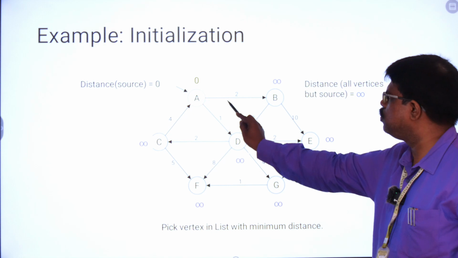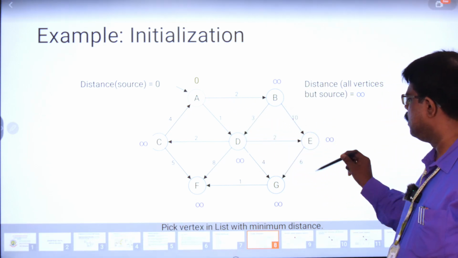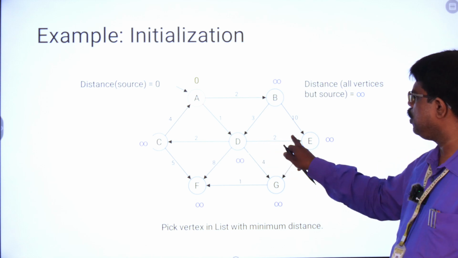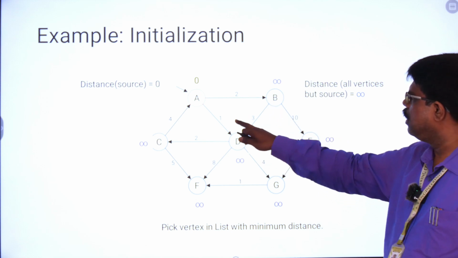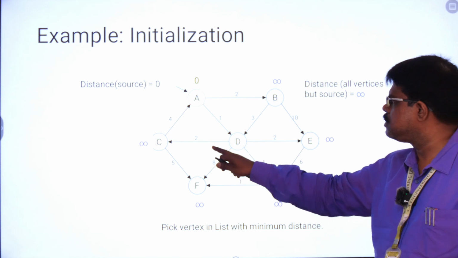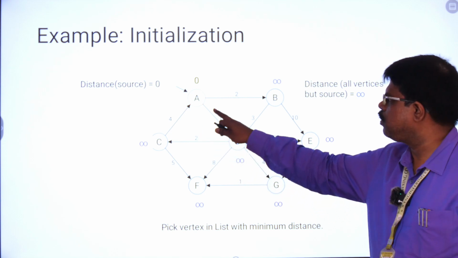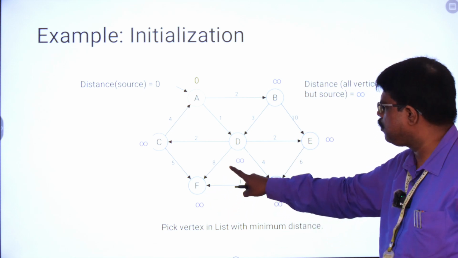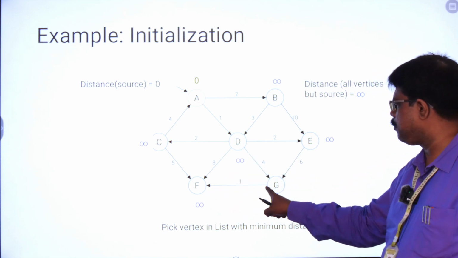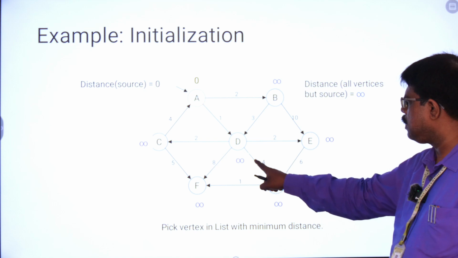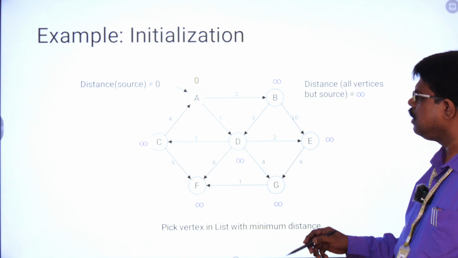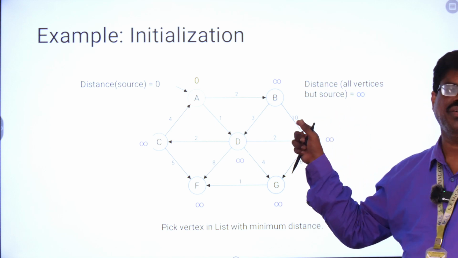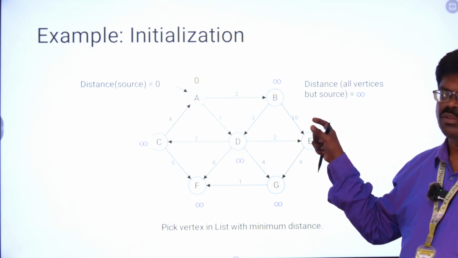A to B is 2, B to E is 10, D to E is 2, D to B is 3, and A to D is 1, C to D is 2, C to A is 4, C to F is 5, F to D is 8, and F to G is 1, and the other values you will consider as infinity. Okay, so this is a sample example. The initial thing is to find out the initialization values.